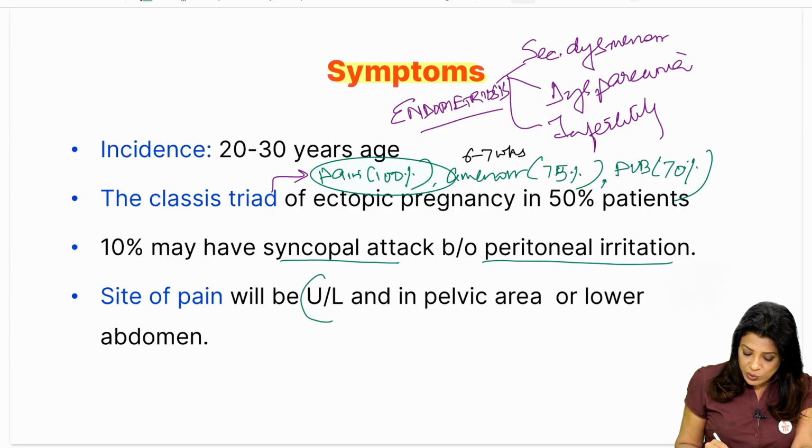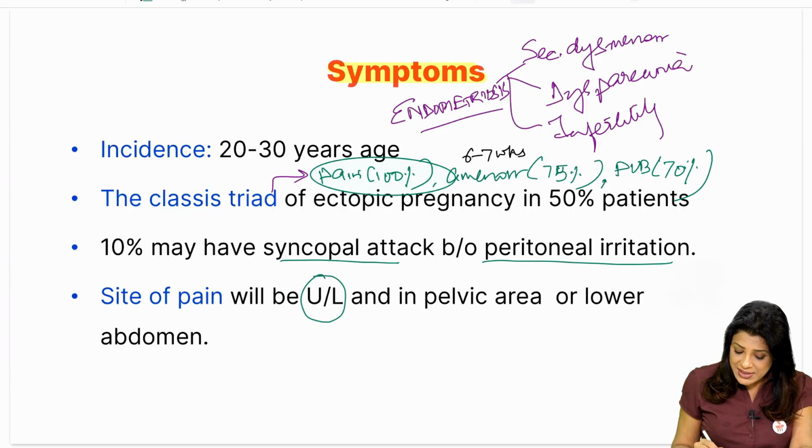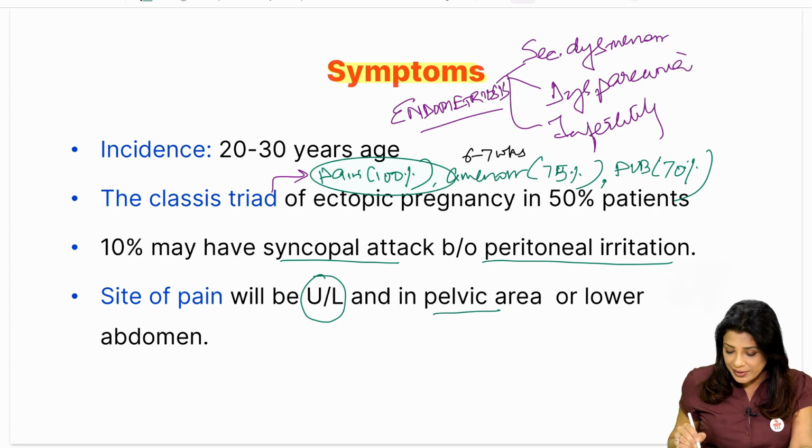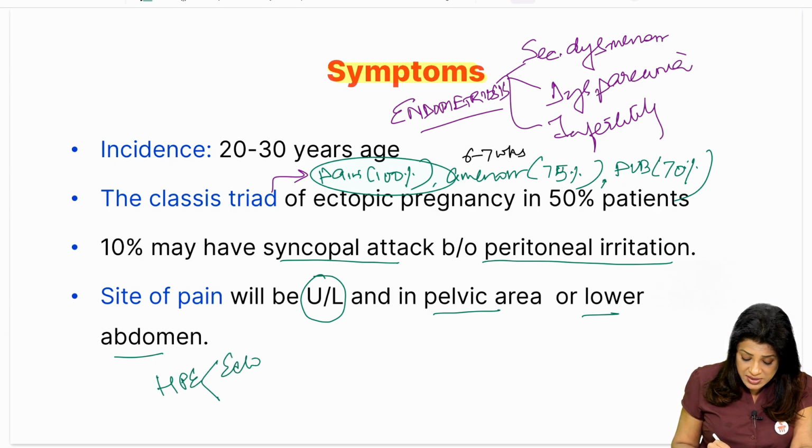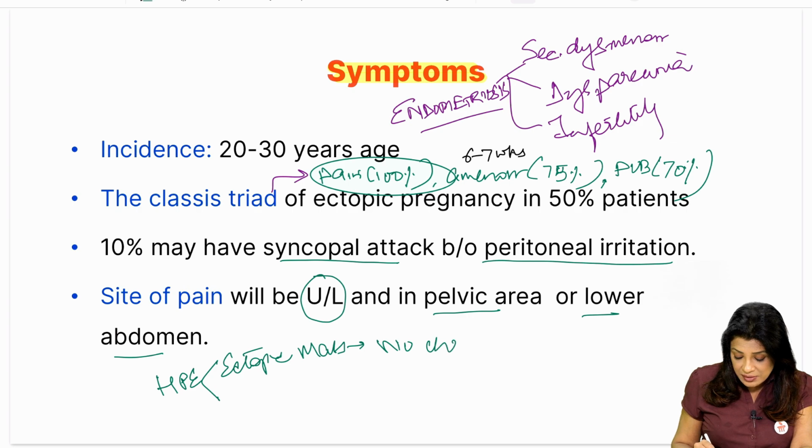Site of pain can be unilateral, where the pregnancy is, or it can be a generalized pain in the pelvic area or in the lower abdomen. Now, if you are finding in the HPE report, you have sent the ectopic pregnancy, the ectopic mass. Remember this, the ectopic mass has been sent. There was no chorionic villi seen. What will you say? Was this a false diagnosis?